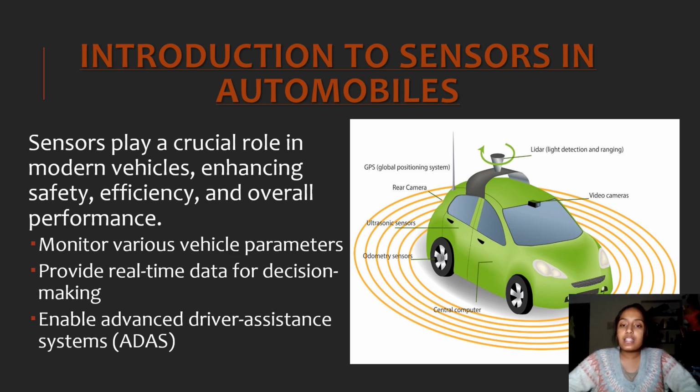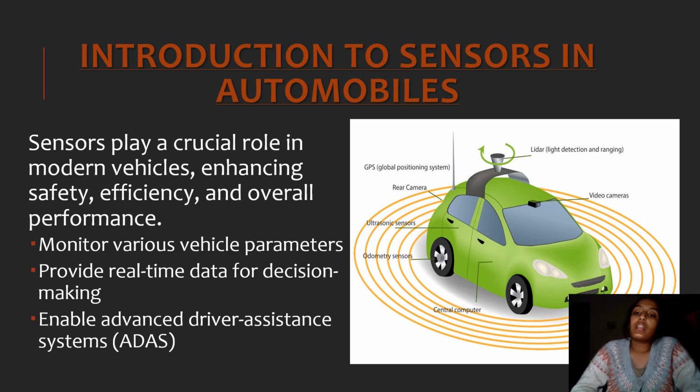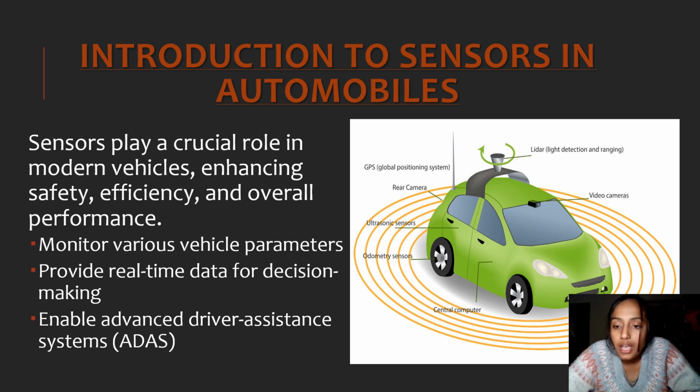As we can see in the picture, we have quite a few sensors that are being used in a basic car structure. We have the LIDAR, which is used for light detection and ranging. We have video cameras that act like dashboard cameras, which are used to record what is happening in and around the car for safety purposes. We also have radar sensors, a rear camera, GPS, ultrasonic sensors, odometry sensors and a central computer. All these are different forms of sensors used in the modern cars that we have right now.